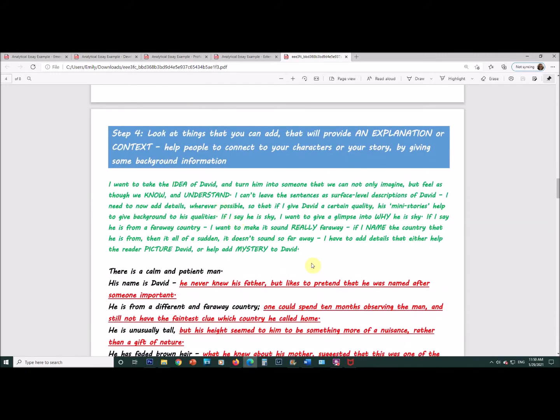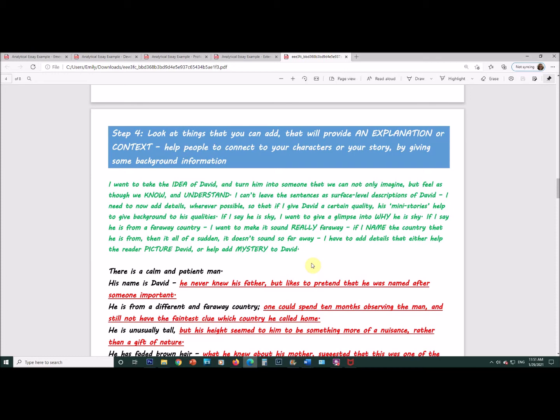So step 4, look at the things that you can add that will provide an explanation or context. Help people to connect to your characters or your story by giving some background information. So again, the green, this is my thoughts. I want to take the idea of David and turn him into someone that we can not only imagine, but feel as though maybe we know and understand.